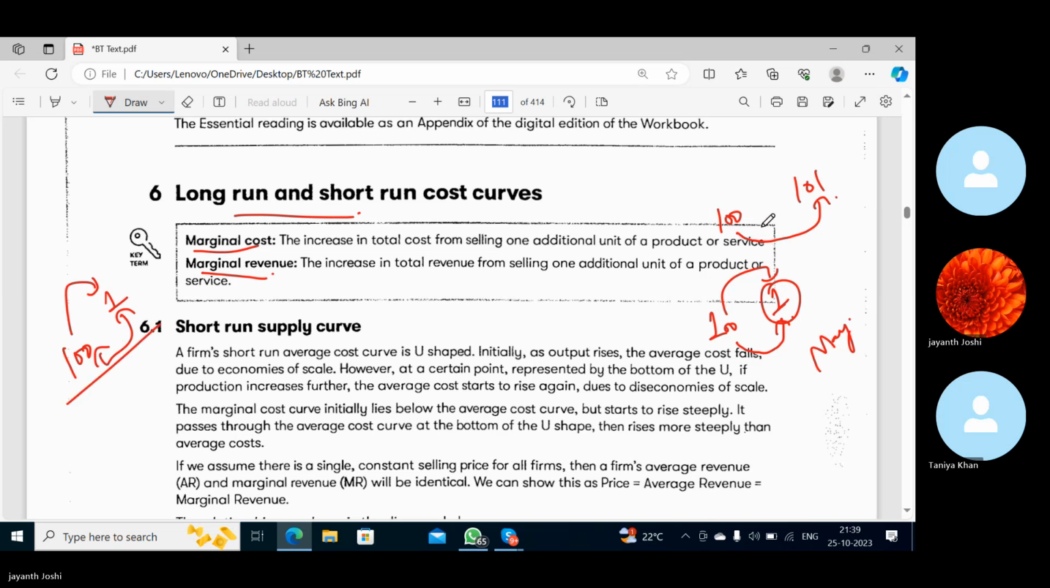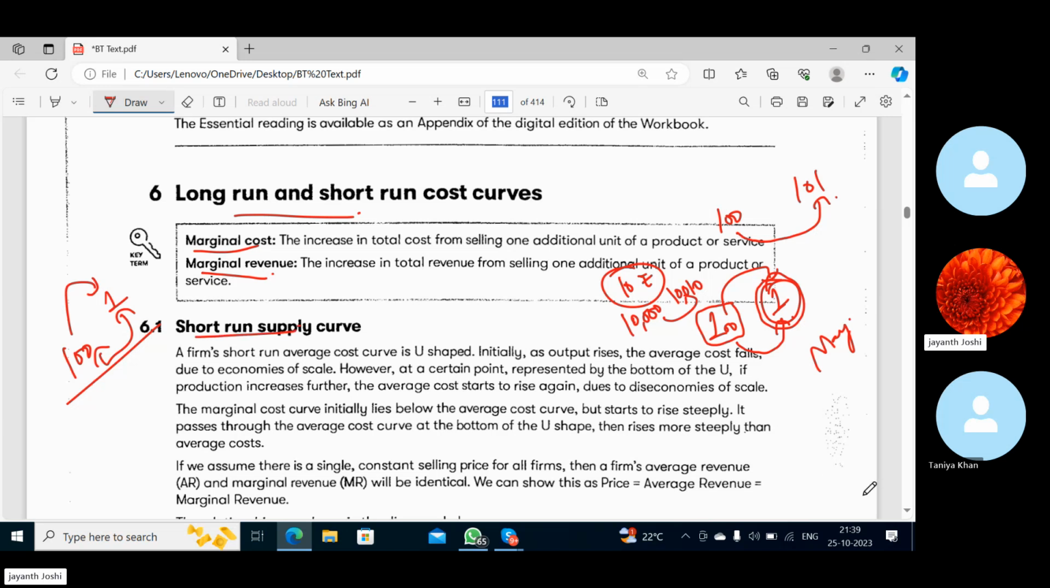Marginal cost is the cost you incur for buying an additional unit of product, over the existing number of products you already have. Suppose you paid 10,000 for this, and for one extra unit you pay 10 rupees, so this becomes 10,010. The difference is 10 rupees, that is marginal cost. The same is the case with marginal revenue: whatever you generate in revenue by selling an extra unit, over the already sold units, is marginal revenue.